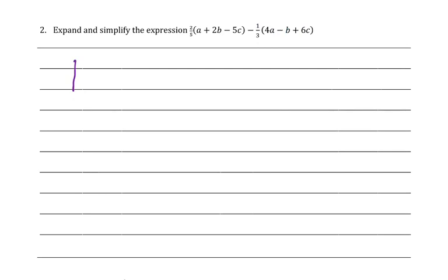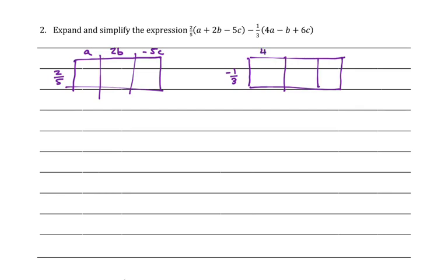I'm going to use an area model to expand this, but you don't necessarily need to use one. So for the first bracket, I will have a height of 2/5 and widths of a, 2b, and negative 5c. For the second rectangle, the height is negative 1/3, and the widths are going to be 4a, minus b, and then 6c. Now, a mistake in this question would be not to include the negative for the negative 1/3. It must be negative 1/3 as the height.